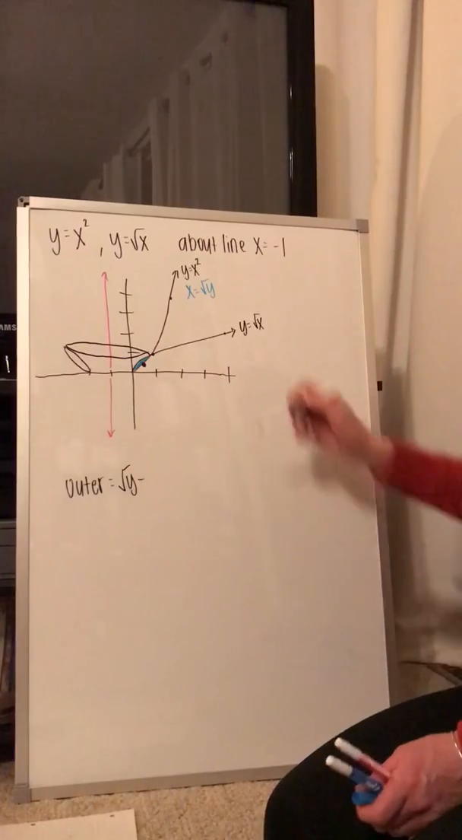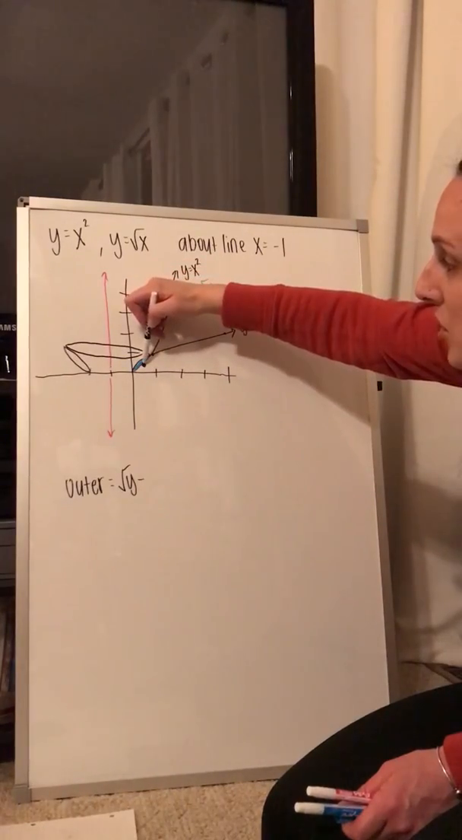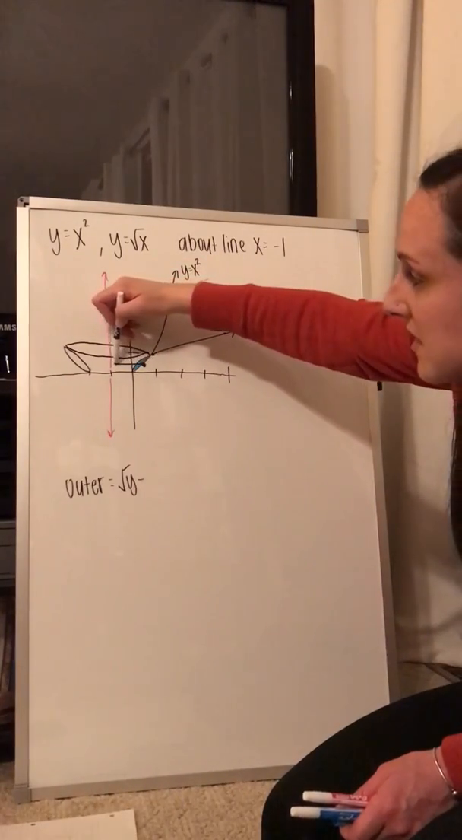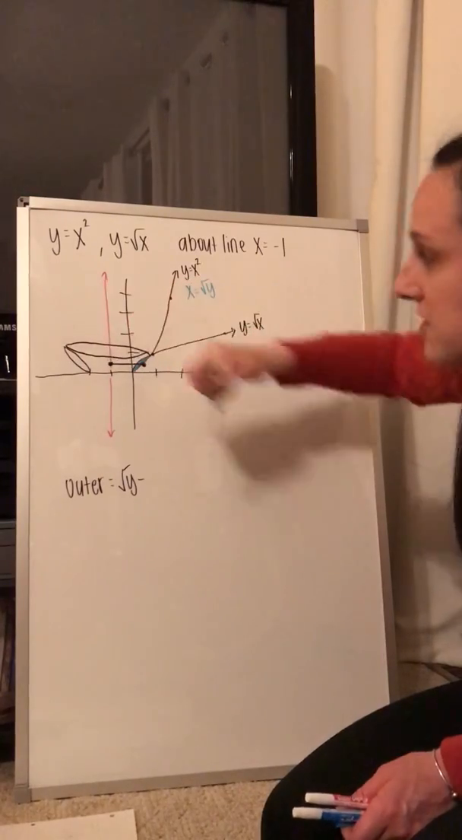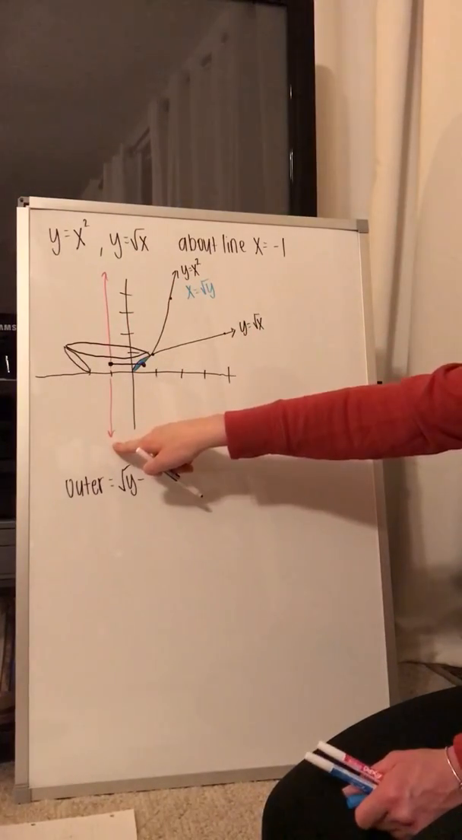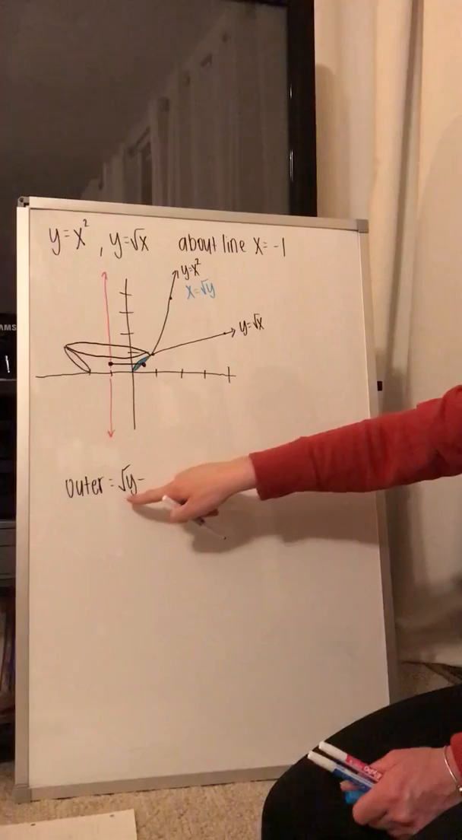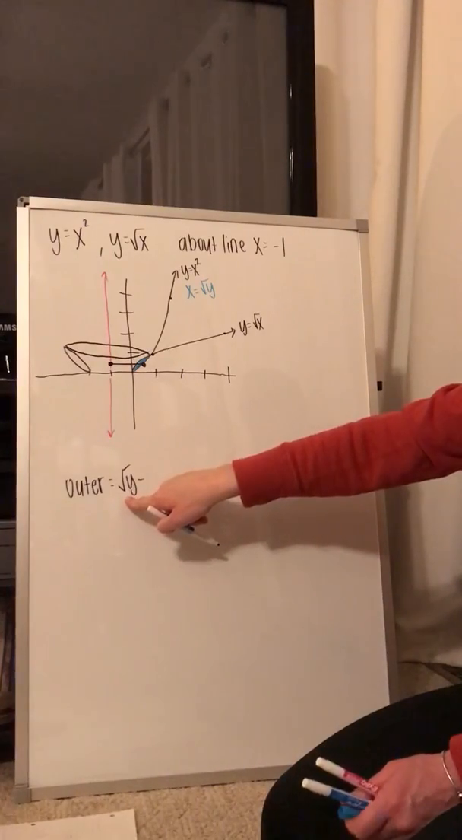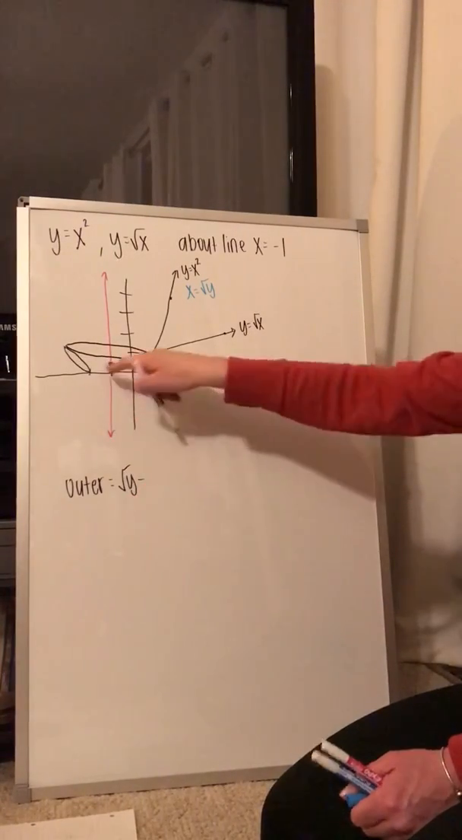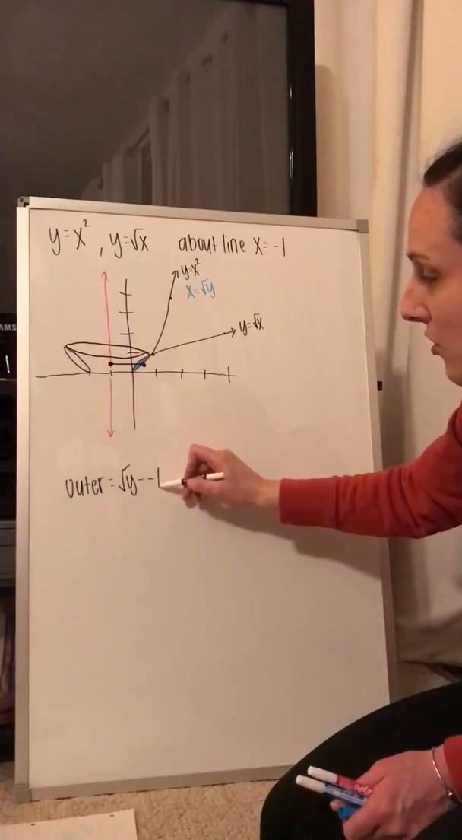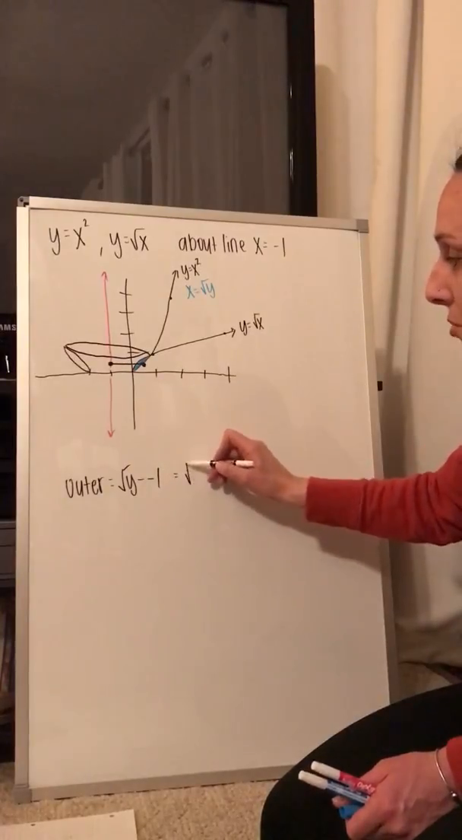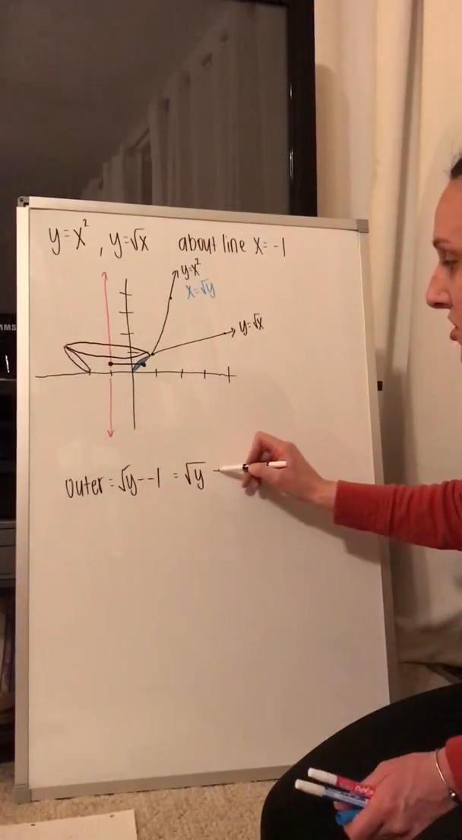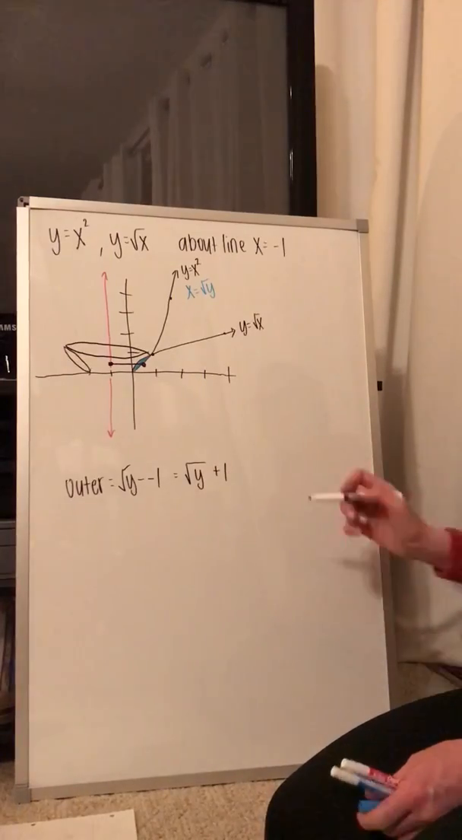When I subtract the inner, now when I'm going to the inner part of my radius, the inner part is actually my axis of rotation at x is equal to -1. So when I do my outer, I'm going to be taking my rightmost part of the square root of y minus my leftmost point of -1. So when I clean that up a little bit, my outer radius actually becomes square root of y plus 1.